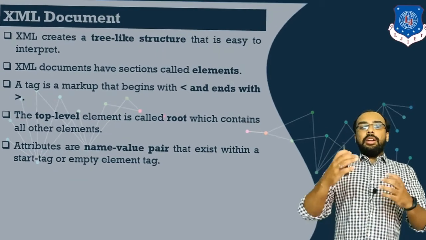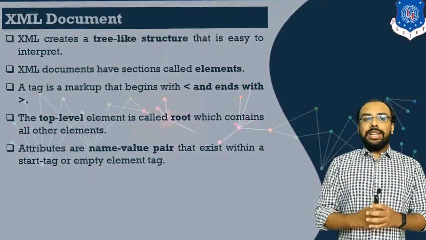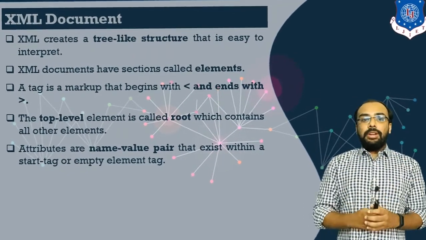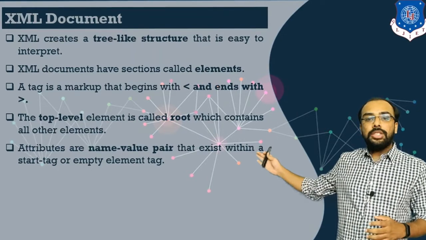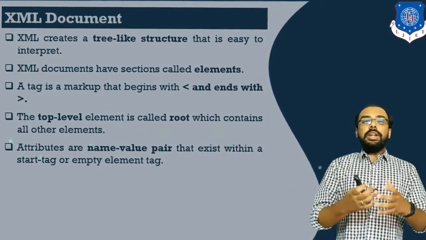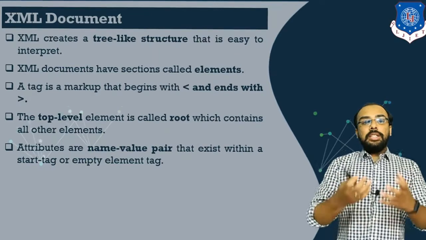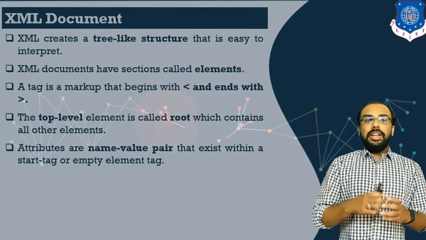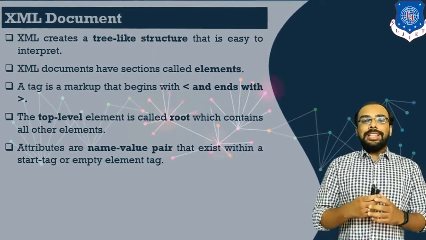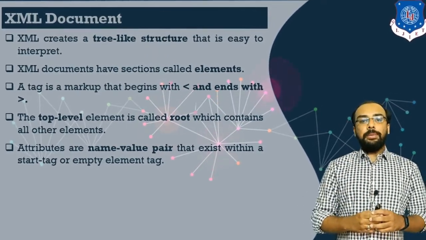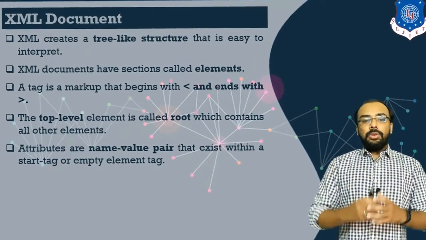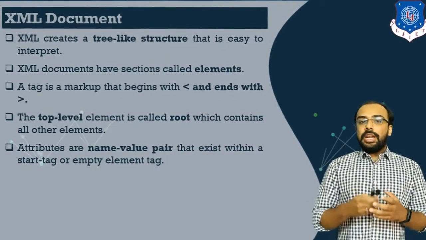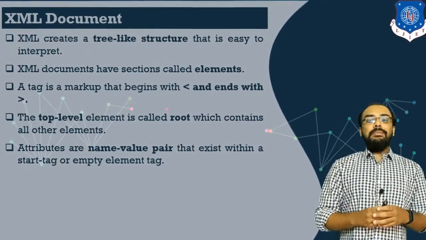Now there are different types of tags. Whenever you want to write an XML document, there must be a top level element. This top level element is known as the root element. It contains all the other elements that we can work with in XML documents. Now when a particular tag is present, there is an attribute associated with that tag. These attributes are normally name-value pairs, and they exist within an empty element tag.